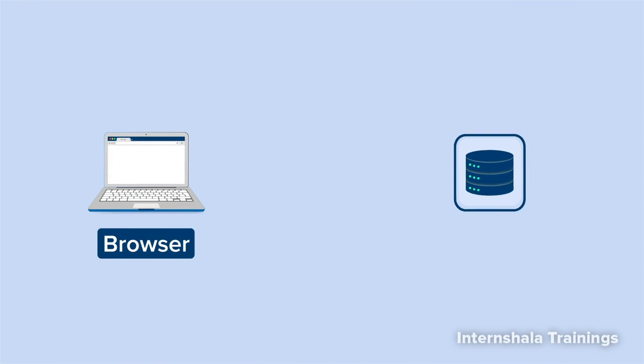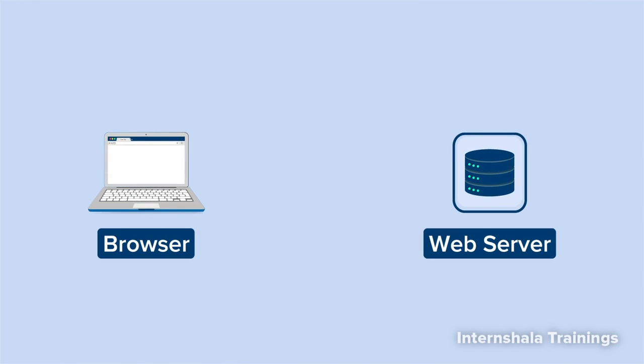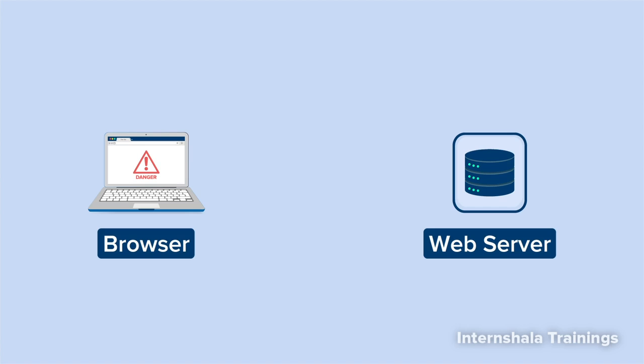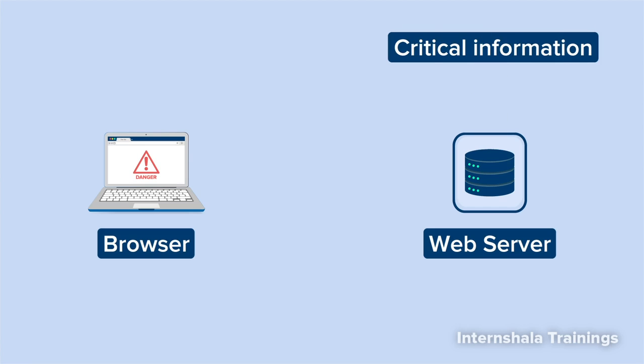Now, in a communication channel, broadly we have a client and a server. We can't store critical information on the client side or the browser, as it can be accessed by the user. However, servers are more secure because only the web server can access them using some code. This means we can store critical information on the server side.